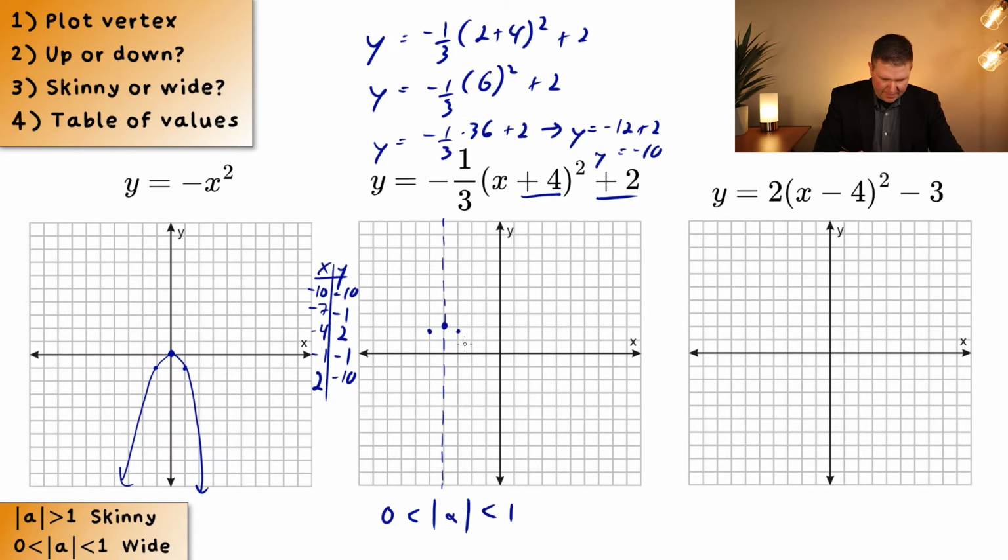Now I'm just going to plot these. Negative 1 is right there. Negative 7, negative 1, so that's negative 5, 6, 7. And then we've got 2, negative 10, which is there. And then negative 10, which is here. So connect that all, the nice parabola there.